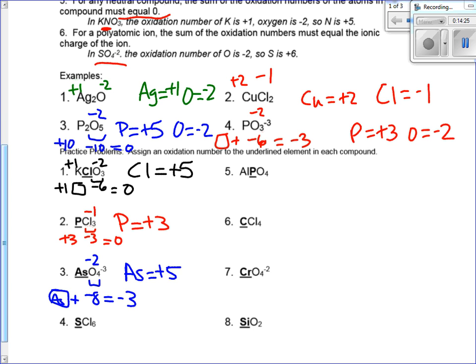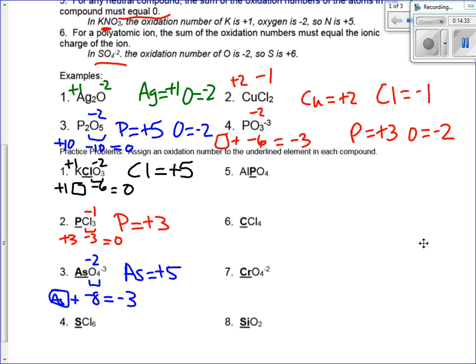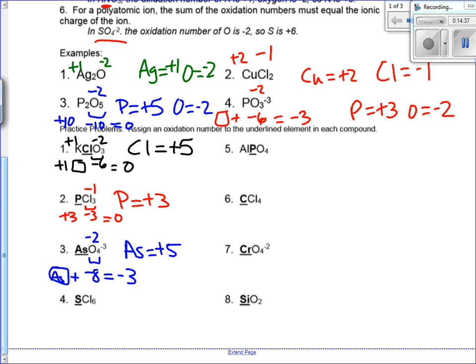Now you try a few on your own. Okay, so check these, see if you got them. For sulfur hexachloride, the S has got to be a what? What'd you get? +6 is correct. Because the chlorines are in the anion position, they would follow the -1 charge. So the sulfur has to be a +6.